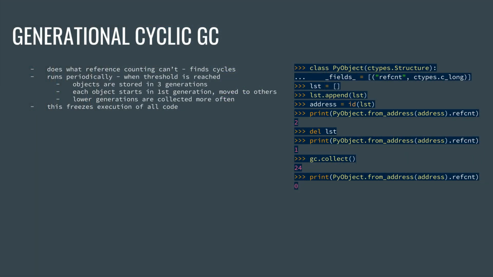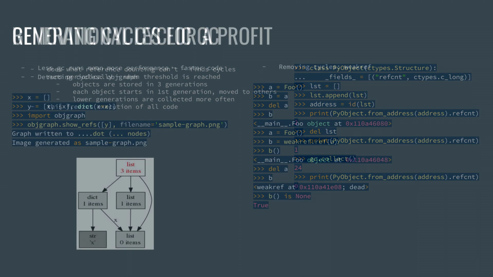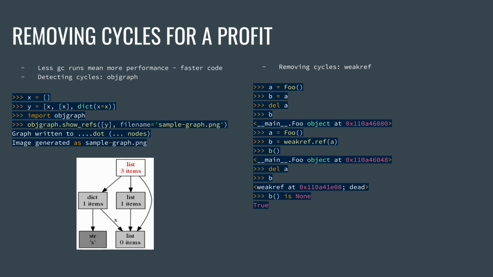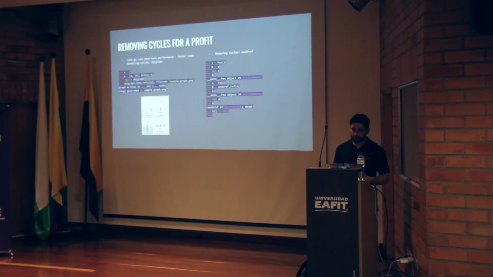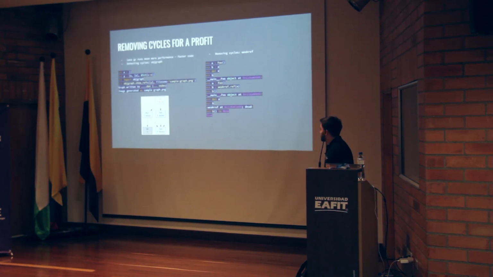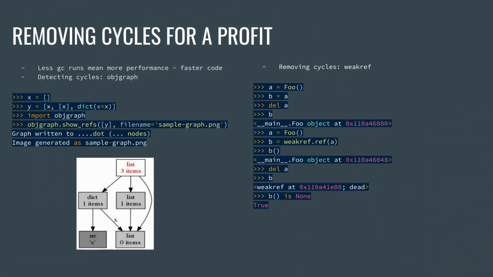And I should tell you that this is using ctypes. You can use ctypes to inspect the C structures of Python objects. As I told you, when GC runs, your code gets frozen and you have to wait until the GC finishes. What you want to do, maybe to increase CPU performance, is to remove cycles from your code. And you can use the objgraph module for that.